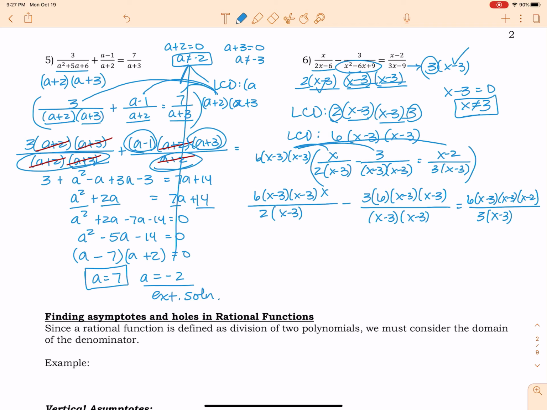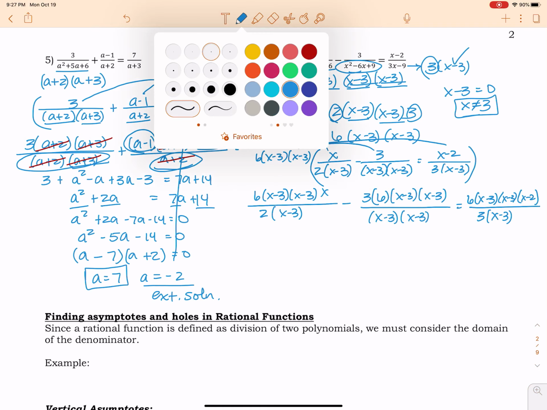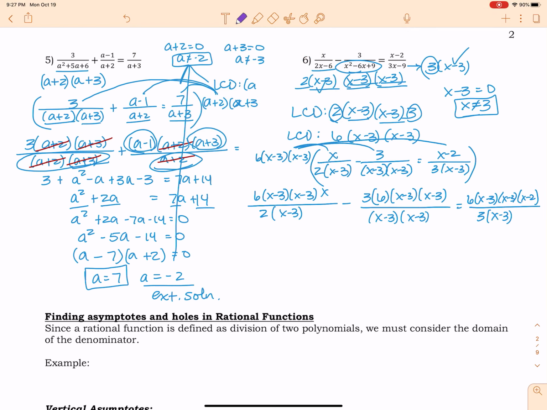Okay. I'm exhausted. All right, let's pick a pretty color to cross these out in. All right, so x minus 3 and x minus 3 right there. This 2 will go into 6 3 times. This x minus 3, both of those cancel out. See why we had to have 2 in our LCD? That is the reason. Okay, x minus 3 and x minus 3 reduce. 3 goes into 6 2 times.